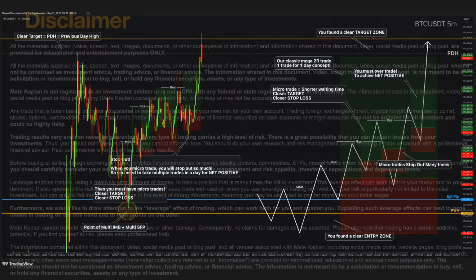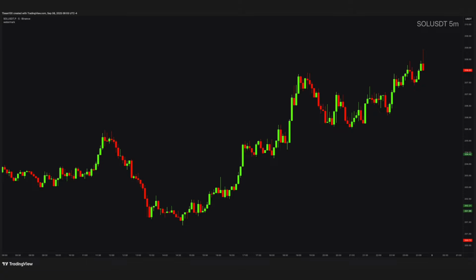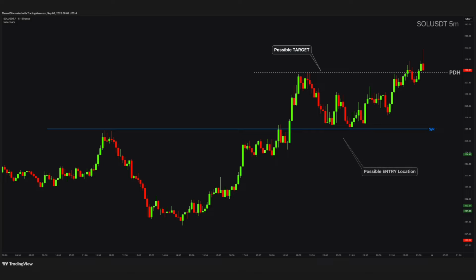Let's take a look at this 5-minute Solana chart and break down everything we can learn from just a single time frame. We actually have two very interesting price actions showing up here. First, there is the possible target sitting above the PDH, which is the previous day's high, and right below, a clean support and resistance zone, often called the SR flip zone. As simple as that, we can already identify two key things: a possible entry location and also a possible target.